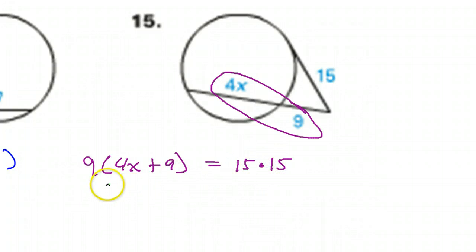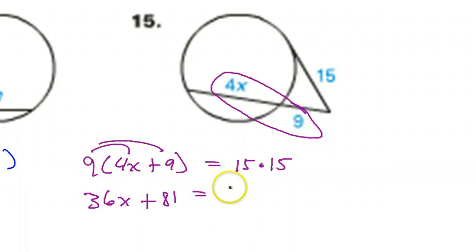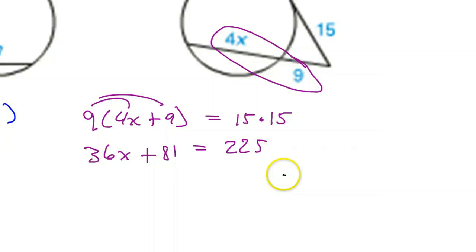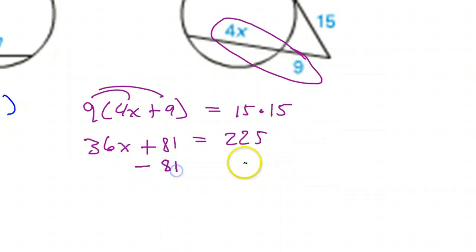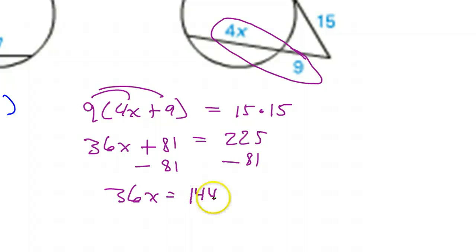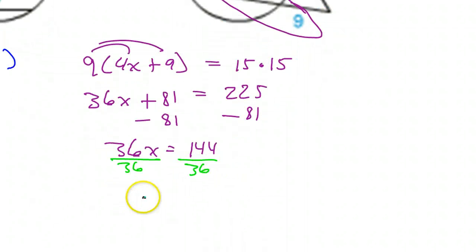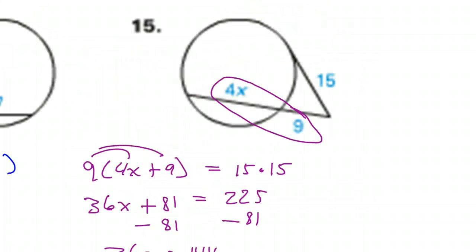So that's going to be, with a little distributive property, 36x plus 81. 15 times 15 is 225. Subtract 81 from both sides, and we have 36x equals 144. Dividing both sides by 36, x equals 4. And that was the answer to number 15.